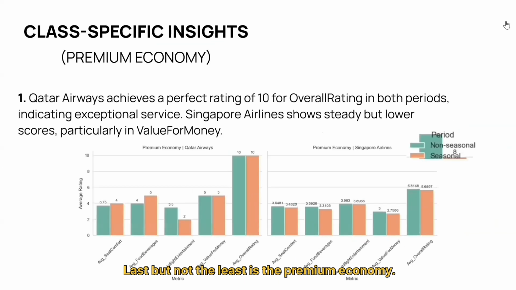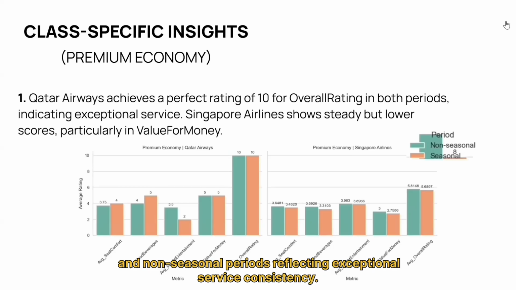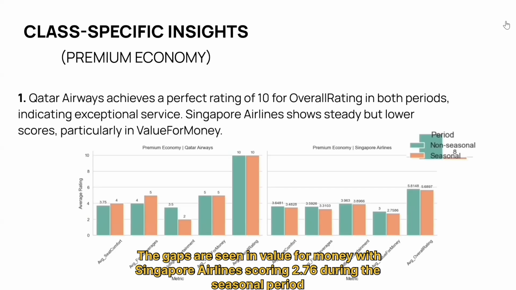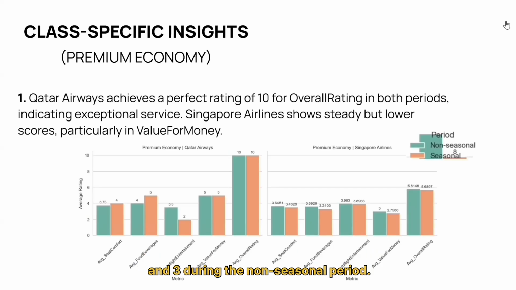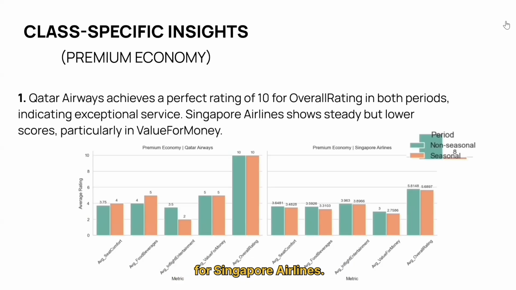Last but not the least is the premium economy. In premium economy, Qatar Airways achieves a perfect overall rating of 10 in both seasonal and non-seasonal periods, reflecting exceptional service consistency. Singapore Airlines, however, struggles in comparison. Its overall rating is 5.81 during the non-seasonal period and 5.69 during the seasonal period. Key gaps are seen in value for money, with Singapore Airlines scoring 2.76 during the seasonal period and 3 during the non-seasonal period, far behind Qatar Airways' consistent rating of 5. These results emphasize a significant gap in perceived value and service in premium economy for Singapore Airlines.